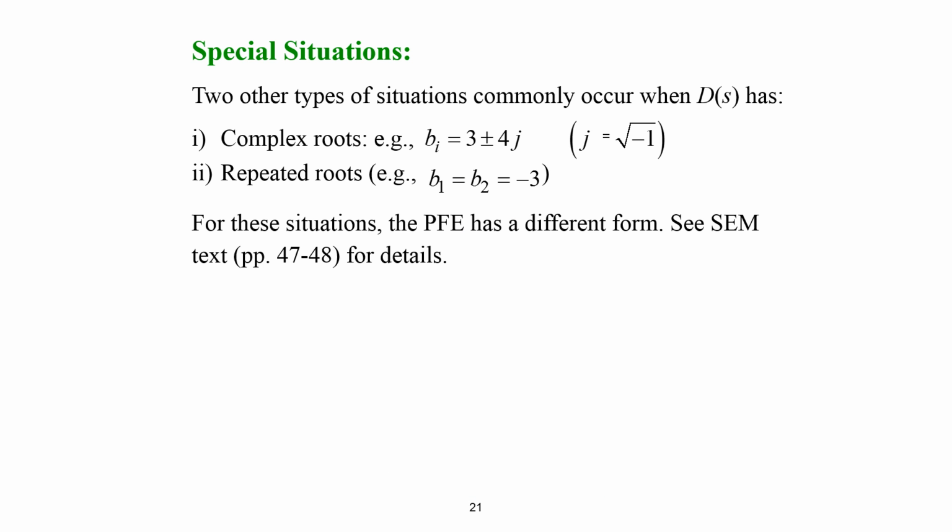Okay, you can also have complex roots, where j is the square root of -1. And that often occurs when you have sine or cosine functions. And you could also have repeated roots as well. Anyway, just check out these pages if you want more information on some of these special cases or more difficult situations.